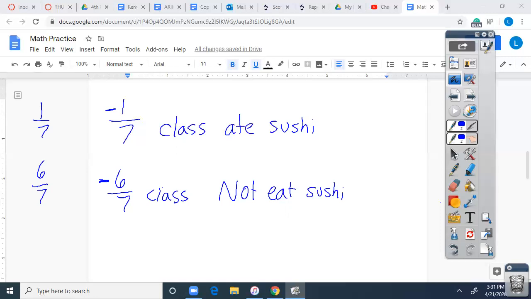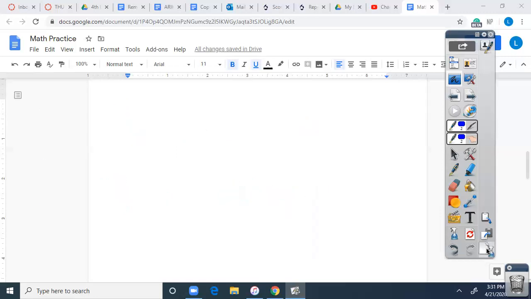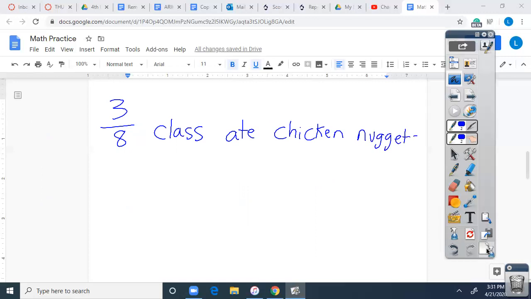Okay, let's do one more like that. We're going to say 3/8 of the class ate chicken nuggets, because Alonzo likes chicken nuggets. 3/8 of the class ate chicken nuggets. What fraction of the class did not eat chicken nuggets?